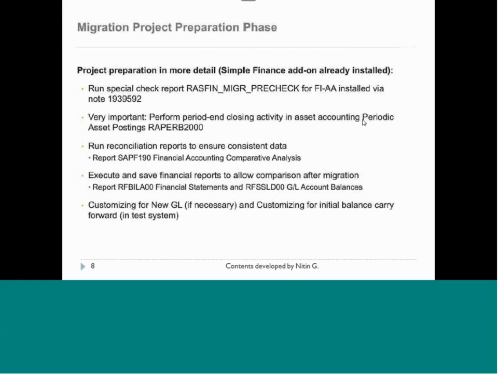Run reconciliation reports to ensure consistent data. Report SAP F190, financial accounting comparative analysis. Data consistency: sometimes it happens data exists in the subledger but doesn't exist in GL. There are inconsistencies which customers create who try to play with standard SAP. Sometimes it happens.